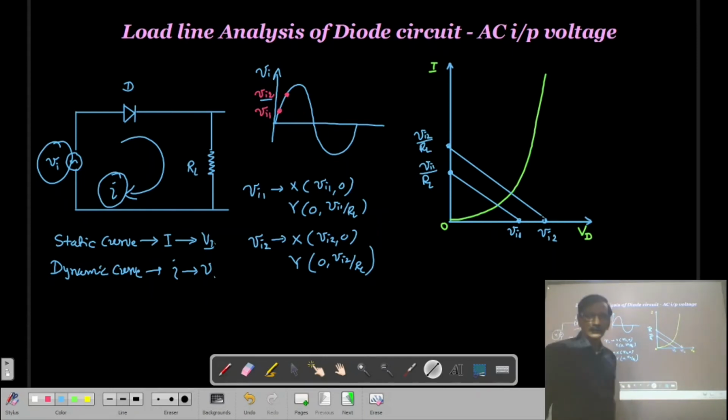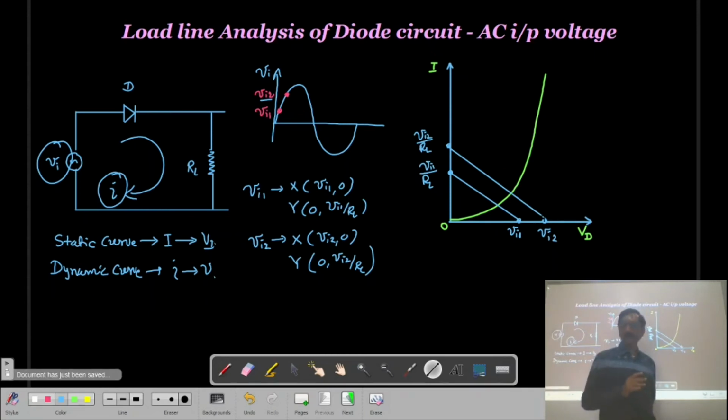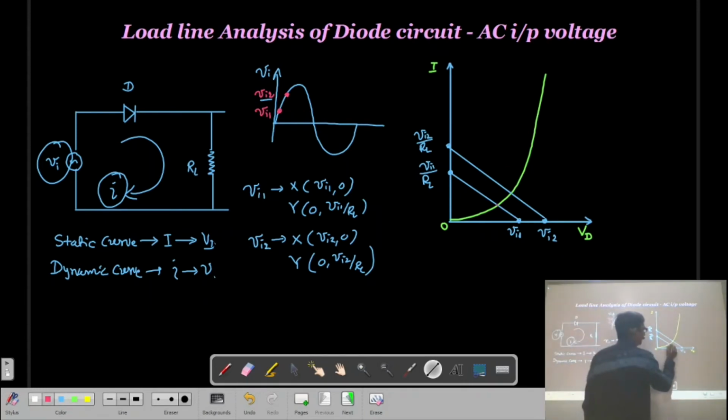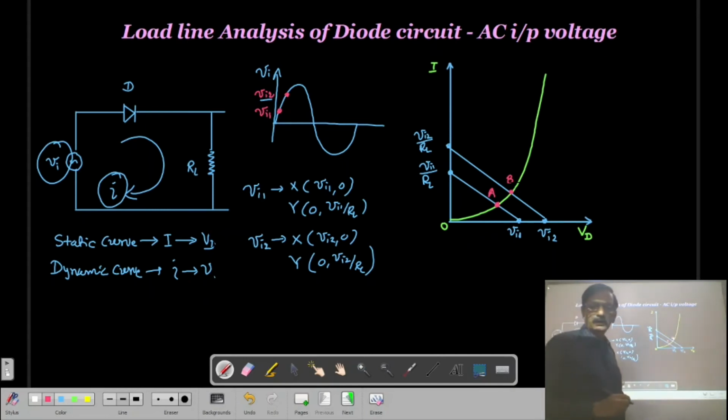So we have two different load lines, or two different input voltages. Now you can see that this first load line is intersecting the static characteristic at this point. Let us say it is point A. This intersection point is A. Another load line is intersecting the static characteristic at point B.